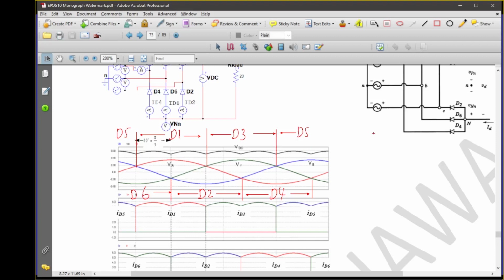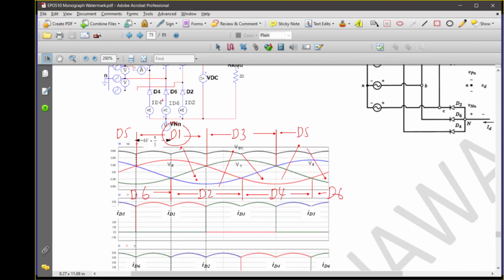So we have D1, D3, D5, D6. Because of that labeling, we can see that the current now starts from D1, and then it transfers to D2, then transfers to D3, D4, D5. Look at that. So D1, D2, D3, D4, D5, and we come back to D6 here. So this is D6. Because we label in such an arrangement, we can see clearly this is D1, D2, D3, D4, D5, D6.